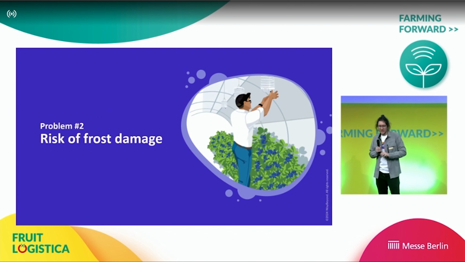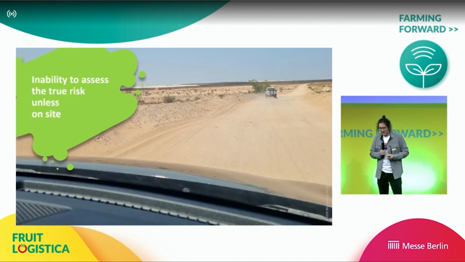In our next example, we're going to look at how African Blue, which is one of Morocco's largest blueberry growers, managed their risk of frost damage. So for African Blue, they're a large grower. Even in specific areas of the country, there's sort of up to 45-minute drive between each of their farms.